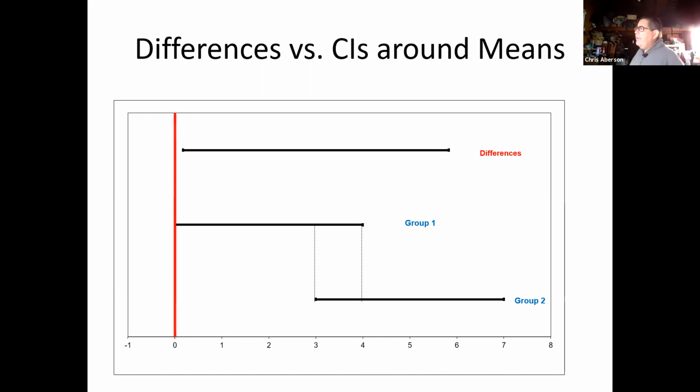In research articles, they will almost always instead present what you see in the bottom two pieces of the graph: individual group confidence intervals, the confidence intervals around two individual means. Now, a lot of researchers falsely believe that if those confidence intervals around the means do not overlap, then the results are statistically significant. Well, it is true that if these confidence intervals do not overlap, the results are statistically significant, but they don't need to not overlap for you to have a statistically significant relationship.